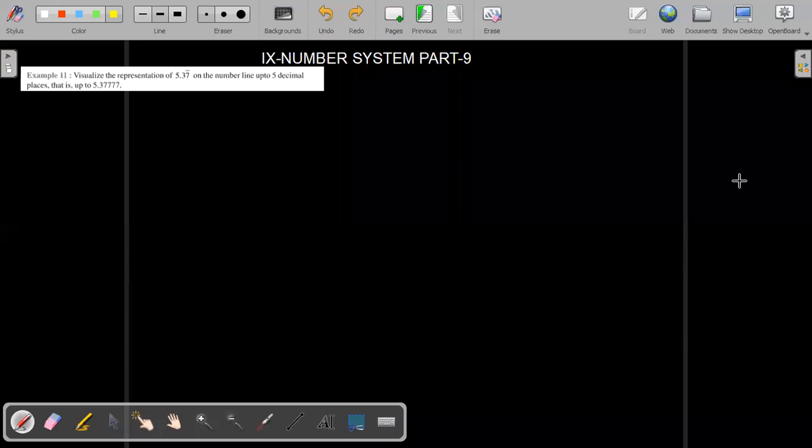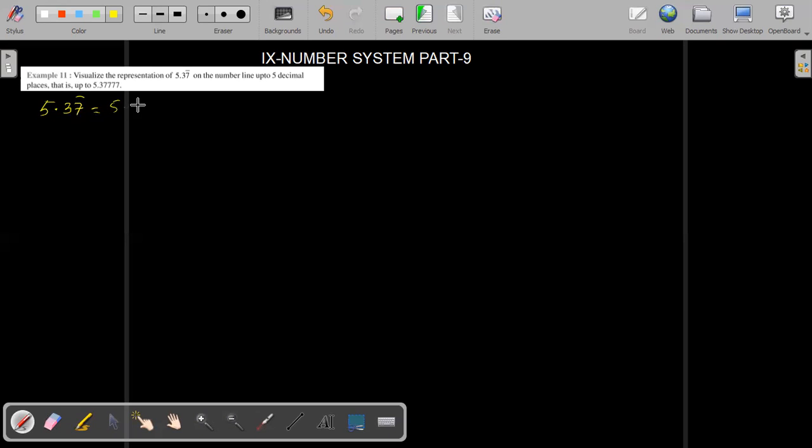So today we will see how to visualize, means how we can represent on the number line non-recurring decimals up to some given places, 4 places, 5 places, 6 places. For example, this is a number, 5.37 recurring. That means recurring is on 7.